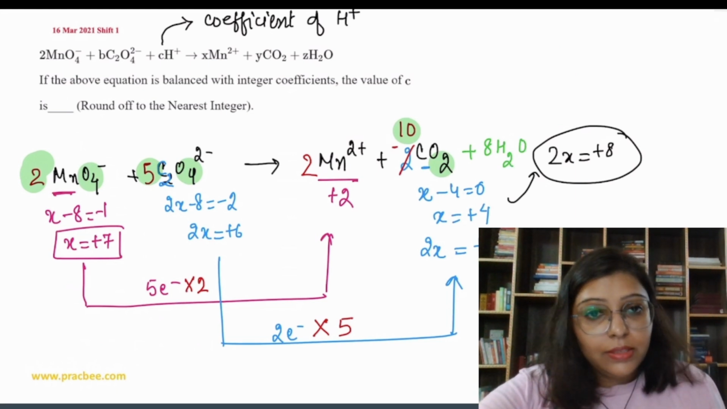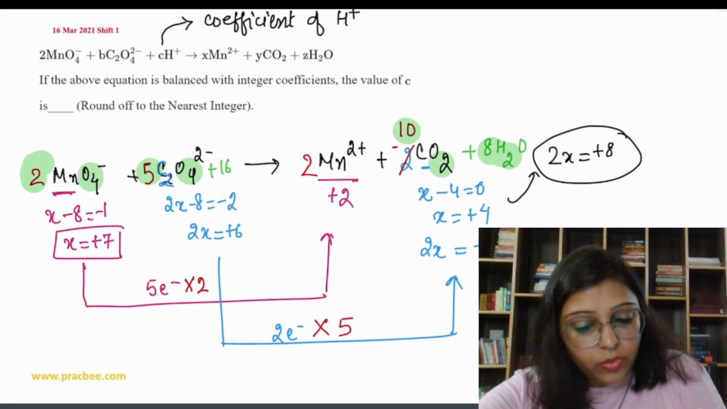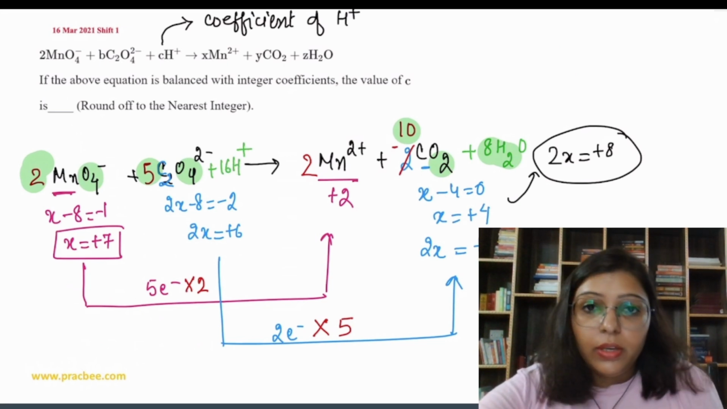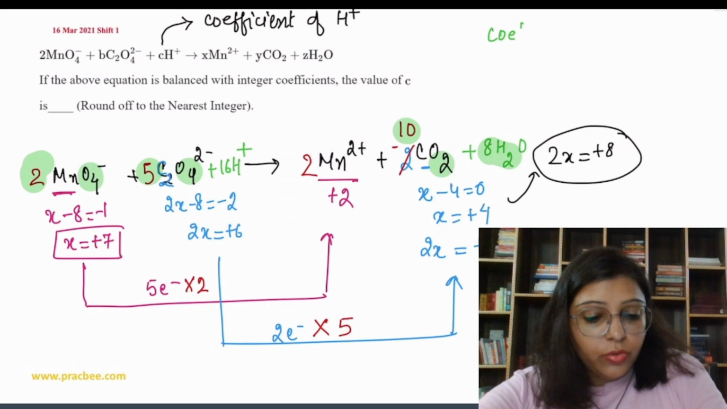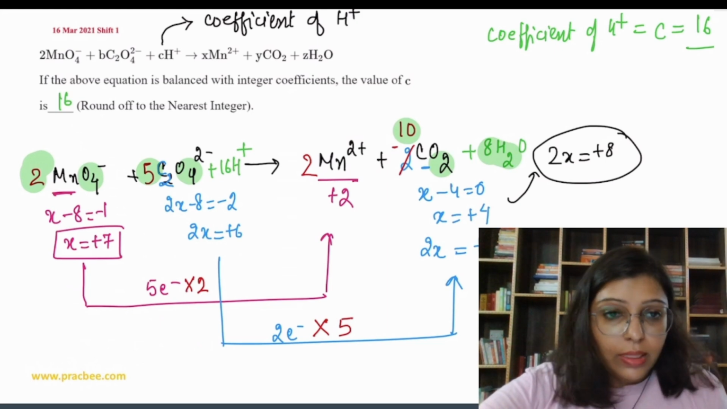Now we have to balance hydrogen. So here we have 16H plus, right? So the coefficient of H plus, that is equal to C, which is 16. So the answer is 16 over here. Okay, let's do the next question.